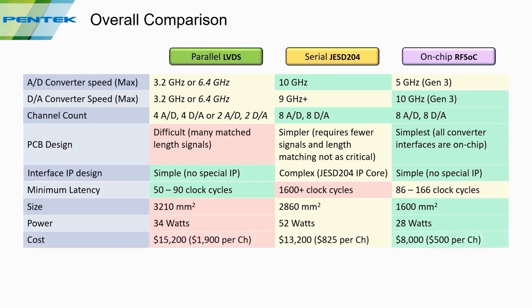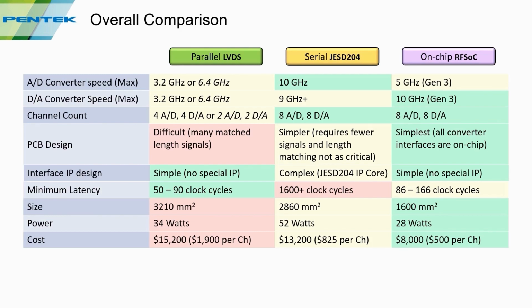As far as cost goes, RFSoC is the lowest cost solution. Now what I did here to make these easier to compare is I took the price of the solution and I just divided it by the number of channels. So we end up with $500 per channel for RFSoC. We end up with $825 per channel for the JESD. And again, because I had to have the number of channels on LVDS, I end up at $1,900 per channel for the LVDS solution.